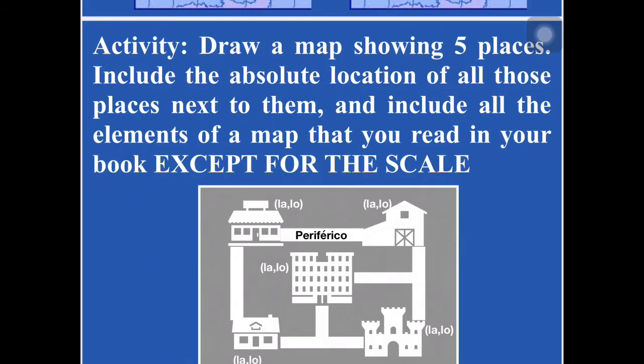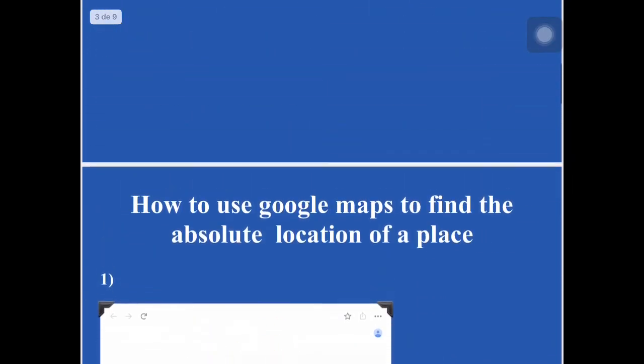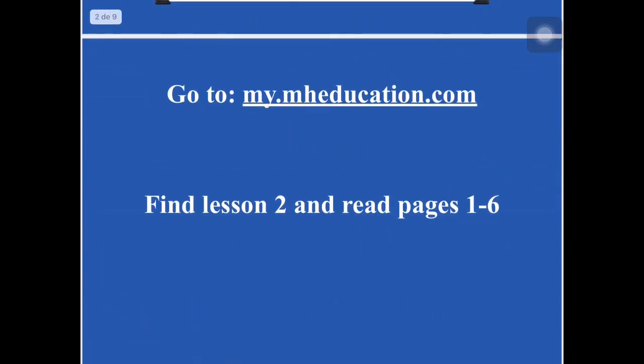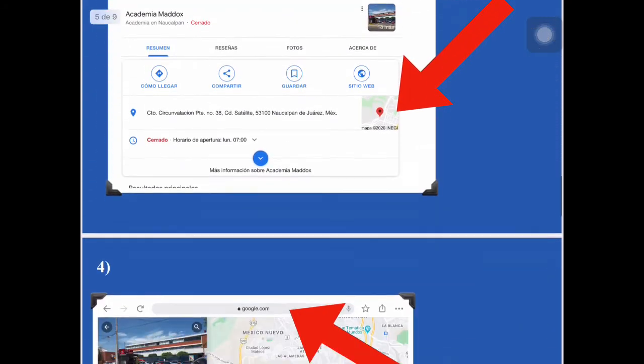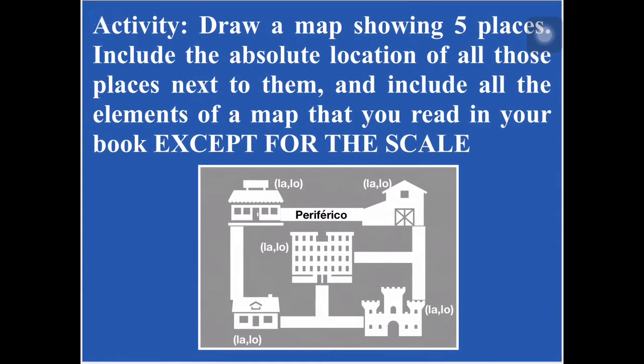Then include all the elements of a map that you read in your book except for the scale, because when we talk about scales, these will start to be the very interesting things about mathematics that we will see. So after this activity, this is the last activity you have before entering the very interesting kingdom of mathematics. So all that you're going to be reading in these pages 1 to 6, those are the elements that I need you to include in this map. Except for the scale. Actually, please don't include the scale, because that is going to be a topic on its own.